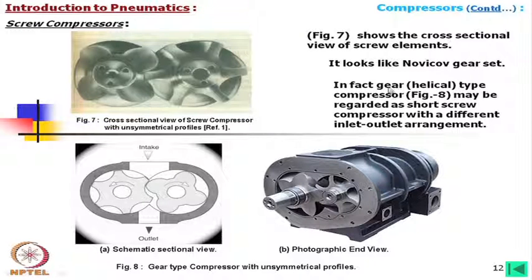Now, obviously, if you would like to compare this screw compressor with the gear type compressor, definitely this is also helical, that means helix gear as if. But this length of this screw conveyor, what is the length? In this case, length is very small. As well, you will find the inlet outlet is like that. But this is also of different profile, as you can see, you can compare this, but remember this one is the gear type, or sometimes it is called lobe type, and whereas this is the cross section of the screw type compressor.